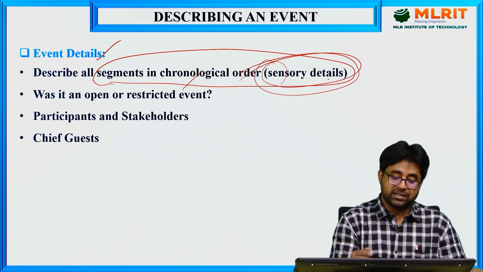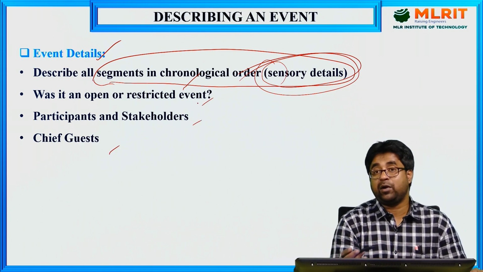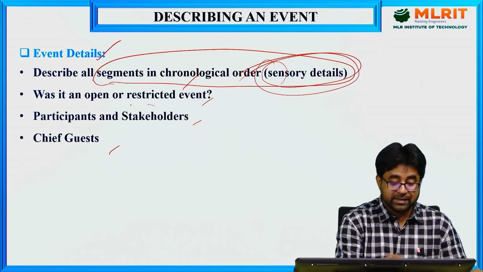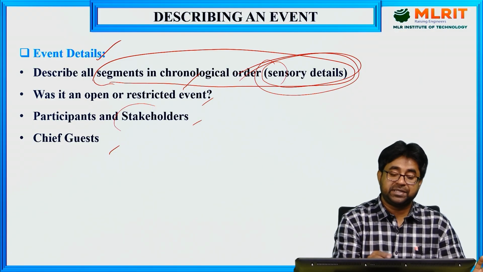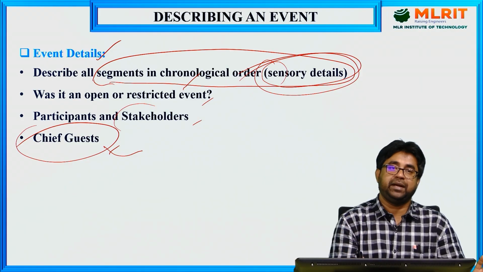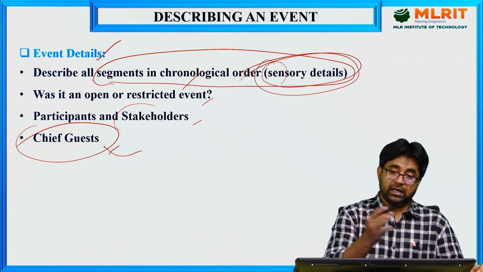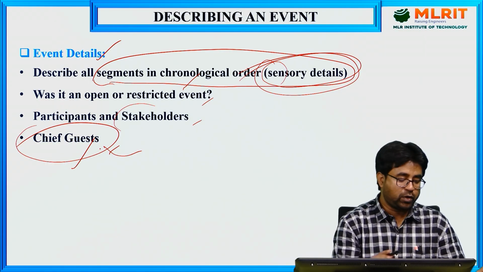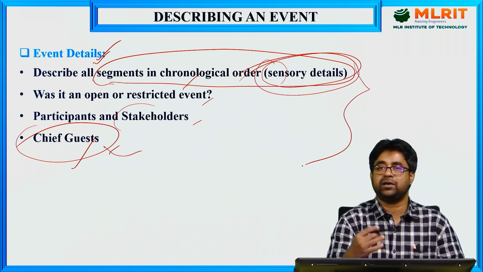Now other details, these are all factual details. What you can include: was it an open event or a restricted event? Was it open for everyone or only for students, participants and stakeholders? Also, who participated in the event, who were the main stakeholders at the event, and the chief guests. Sometimes chief guests might be invited. Like if you remember, for your annual day or your traditional day, a movie star came to your campus, right? So they were the chief guests. You can talk about those things also. These details are all related to the event.